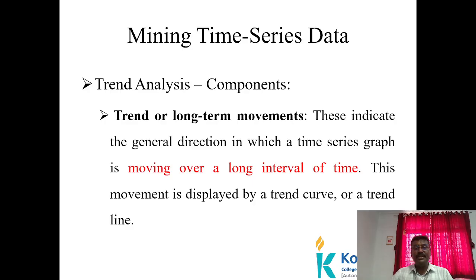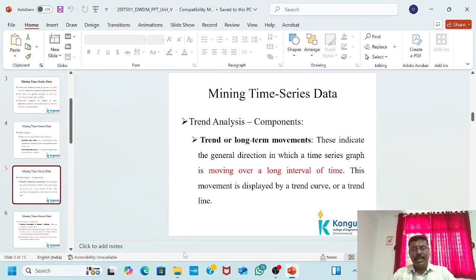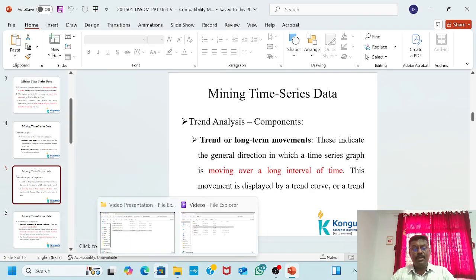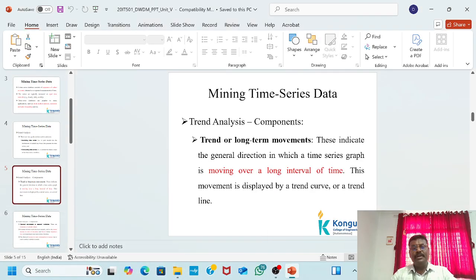Then trend line analysis components. Trends, or long-term movements, indicate the general direction in which the time series graph is moving over a long interval of time. This movement is displayed by the trend curve and the trend line. Let me take a simple example and show a real-time application of trend analysis.